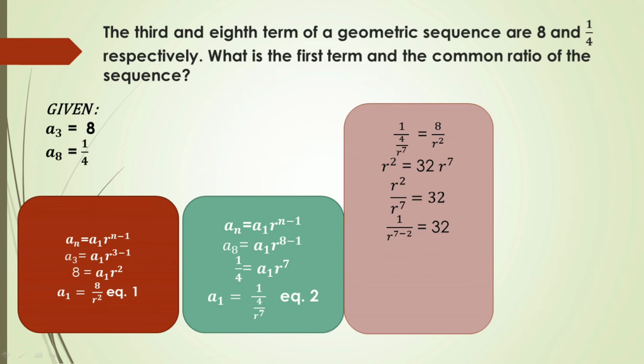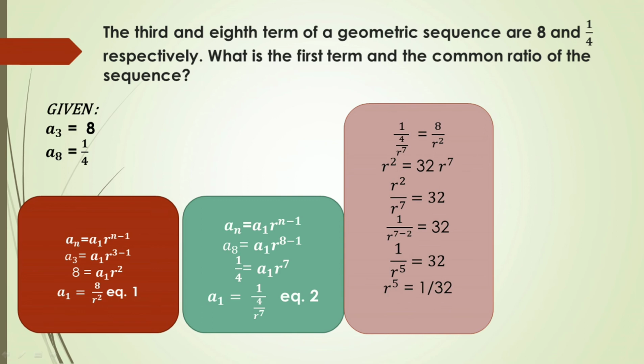Then we have, since same term lang yung dito, and yung exponent is malaki sa baba, so we will subtract, or we will transfer the exponent ng numerator sa baba. So this will become 1 over r raised to 7 minus 2, which is equal to 32. So 1 over r raised to 5 is equal to 32. And r raised to 5 is equal to 1 over 32.